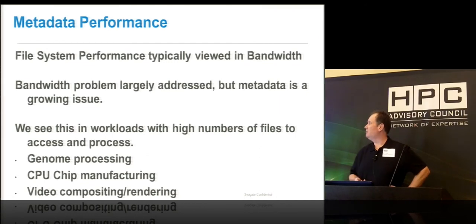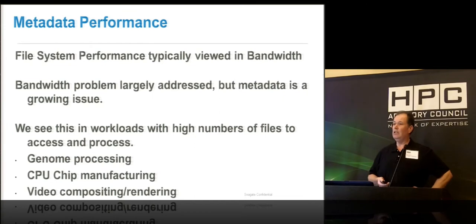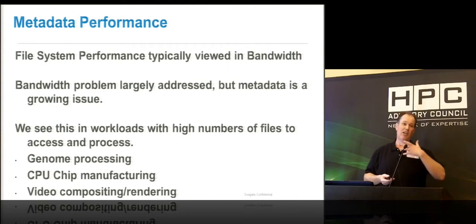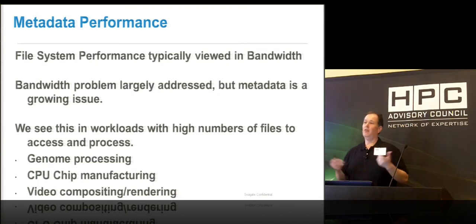And we see this in many areas, but specifically we see this with genomic data processing, large numbers of files. CPU chip manufacturing actually will use significant numbers of files that they're working on. One of the ones that's actually kind of interesting is in video. When you're compositing and rendering, for example, you're rendering a film, you have 24 frames per second. Each one of those frames is a file, and you figure, well, whatever your movie is, 2 hours long, 24 files per second for that length of time, maybe 200,000 files.